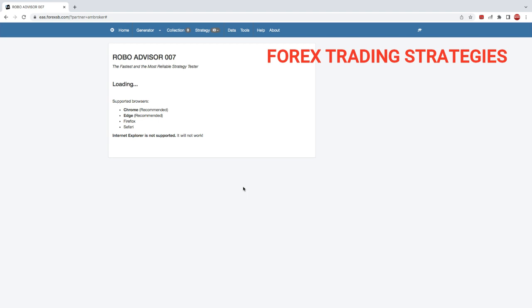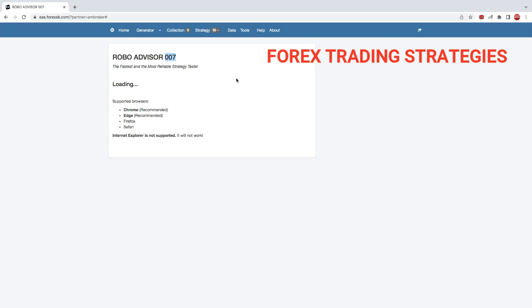So here's a project that was once used to create Forex robots. Just Google Robo Advisor 007. I don't know if James Bond is involved or was involved with this project. Like I said, the project has been abandoned for some time, but the tool that you can use for backtesting is still live and it's for free. You don't need to sign up and you don't need to pay anybody. It's for free, it's right there.